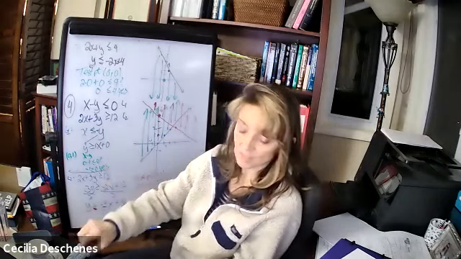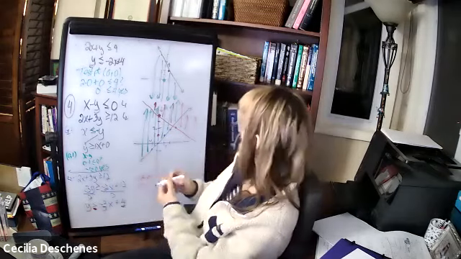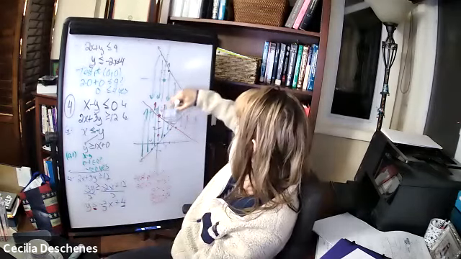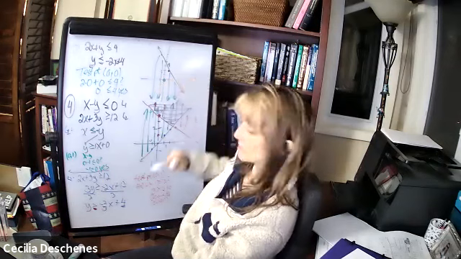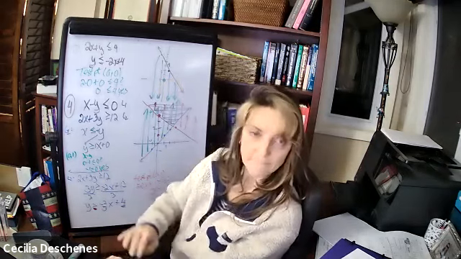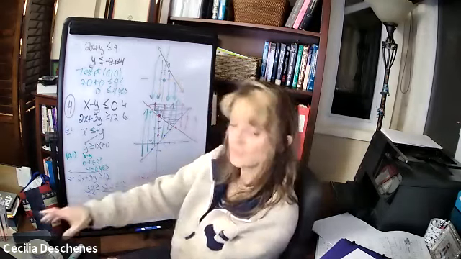So now that we have both shaded parts, we look to see where that overlap is. And you can see that the overlap is in this triangular region right up here. Okay. Any questions on that? Sure.